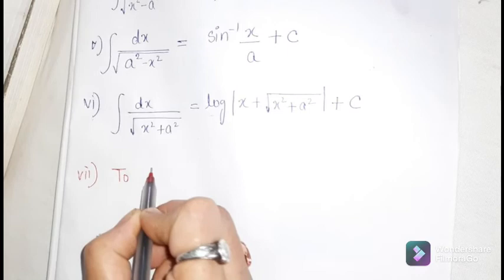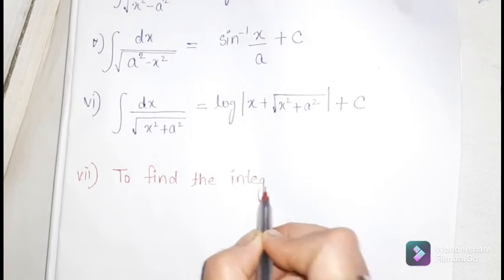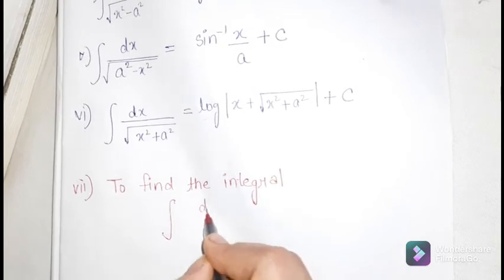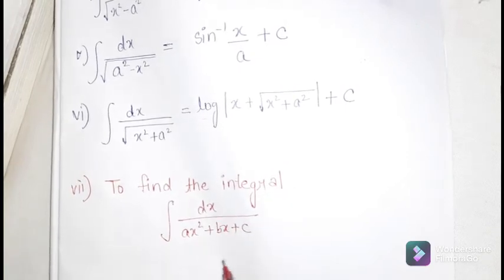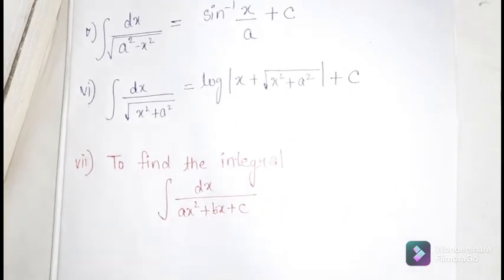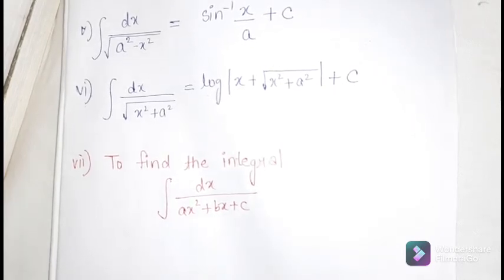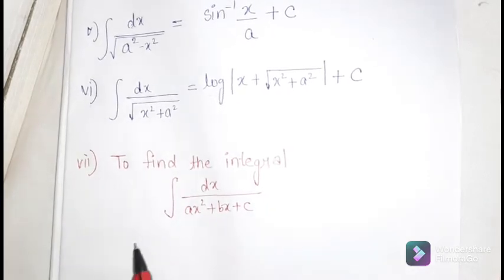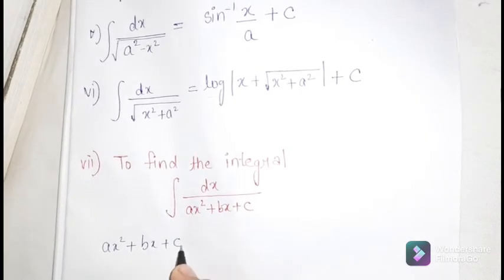To find the integral of the type integration of dx by ax square plus bx plus c. Means if you have a quadratic equation in the denominator, then how do we find the integral? Okay, the process for this is, in the denominator we have ax square plus bx plus c.